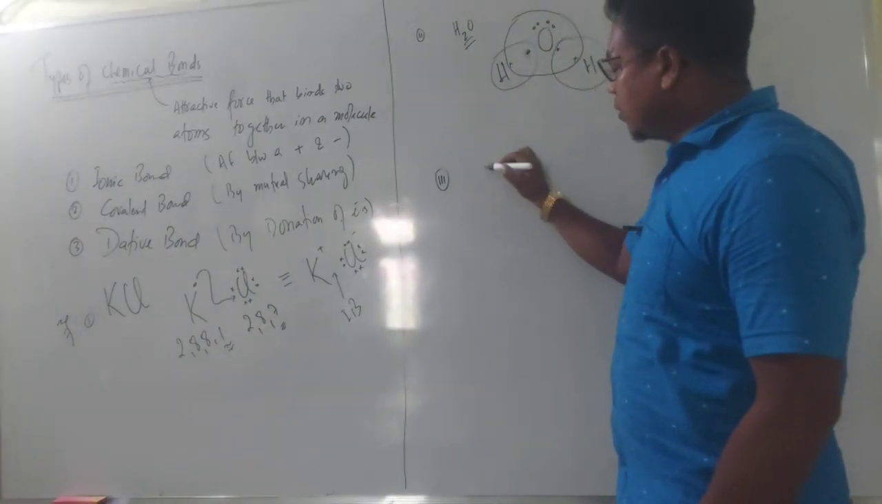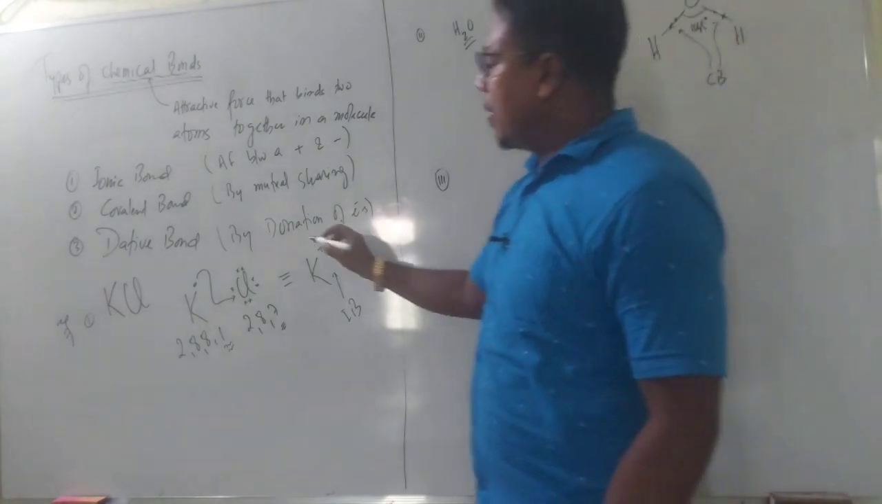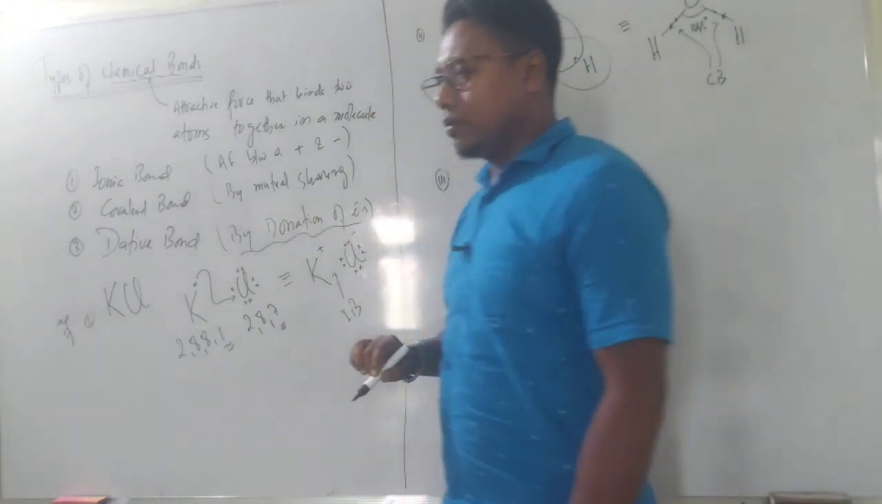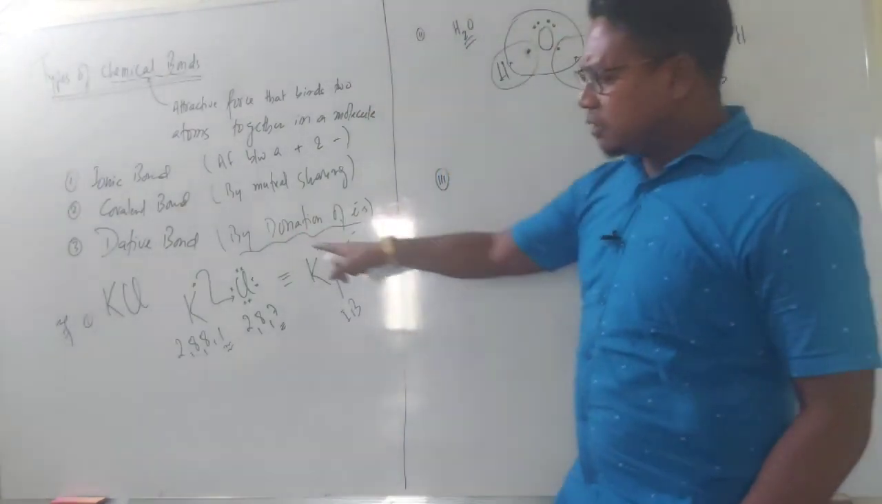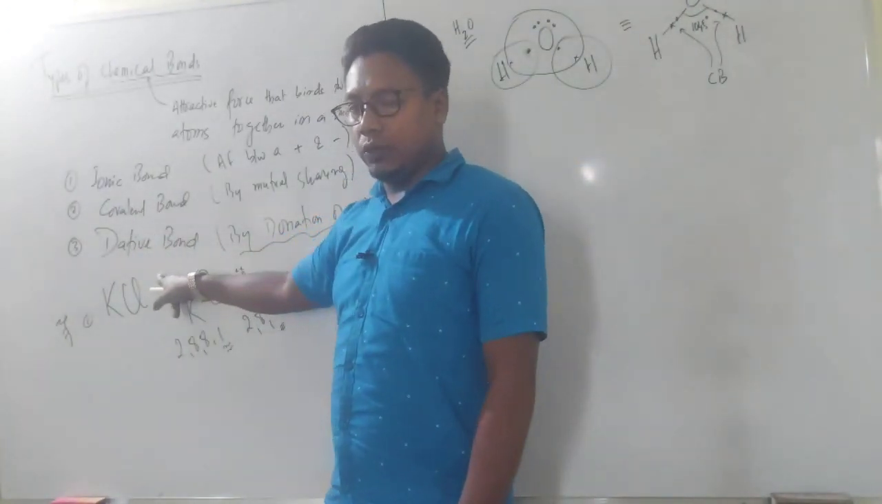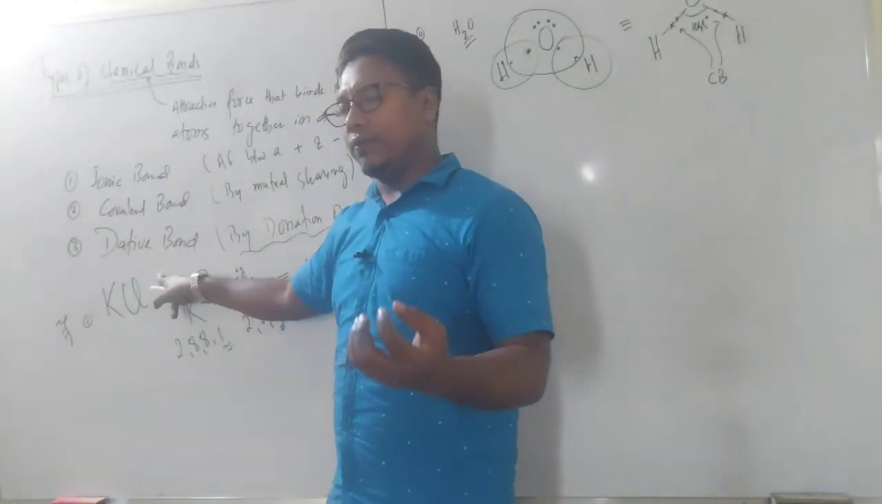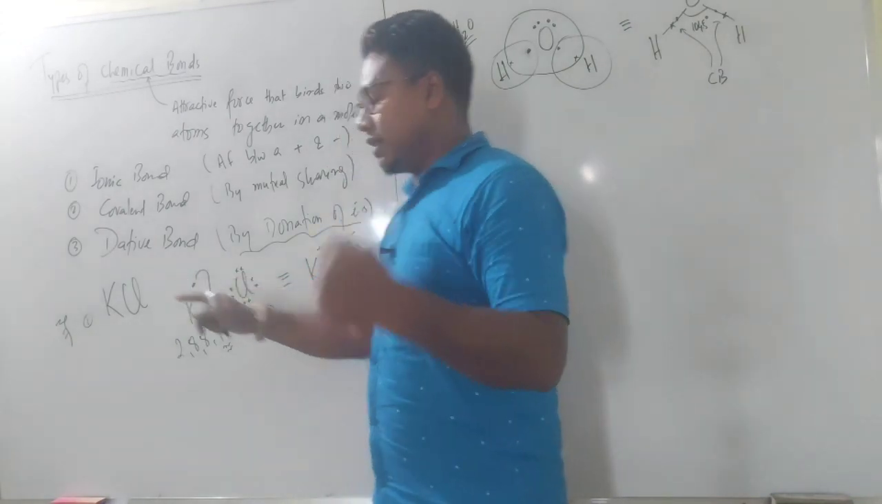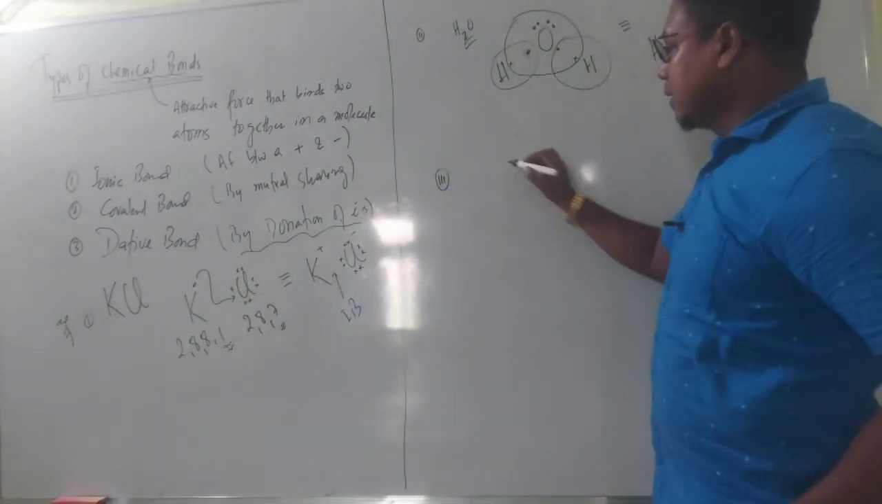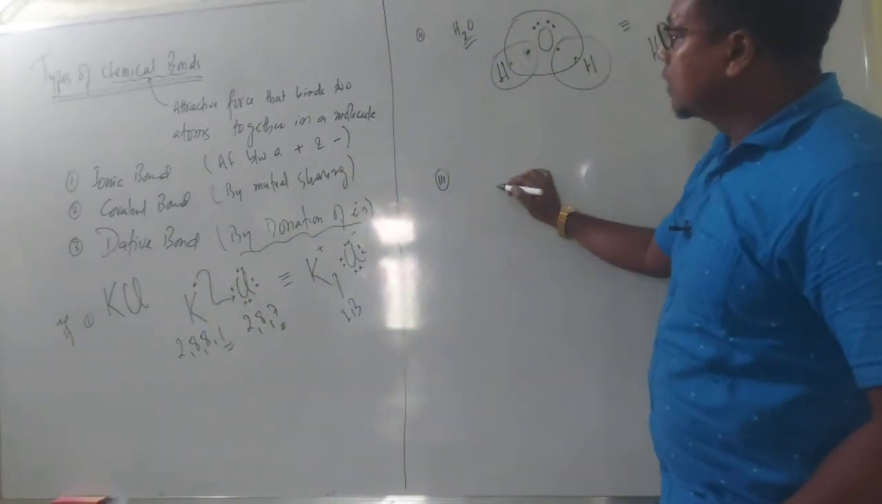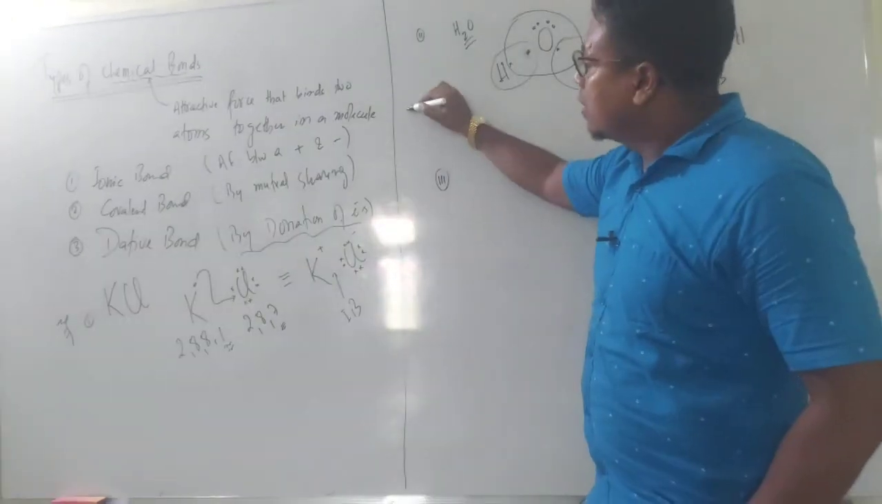So dative bond is formed by the donation of electrons. This is a special type of covalent bond in which both the electrons are coming from a single atom. For example, let me give the difference like this.